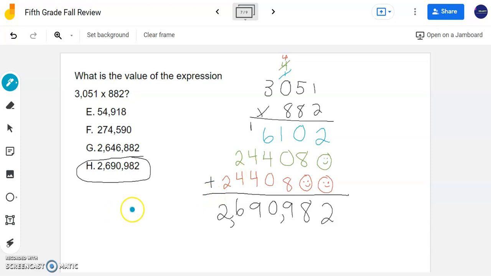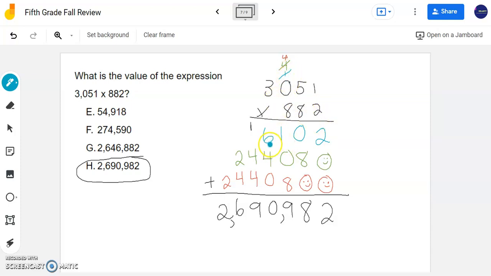So now, in this problem here, you're going to see I first rewrote this on scrap paper. 3,051, my larger number came first, times 882. My first partial product that I used was starting in my ones place. Notice I did each partial product in 3 different colors because we're multiplying a 4-digit by a 3-digit number. So I started here, 2 times 1 is 2, 2 times 5 is 10, 2 times 0 is 0, plus that 1 is 1, and 2 times 3 is 6.